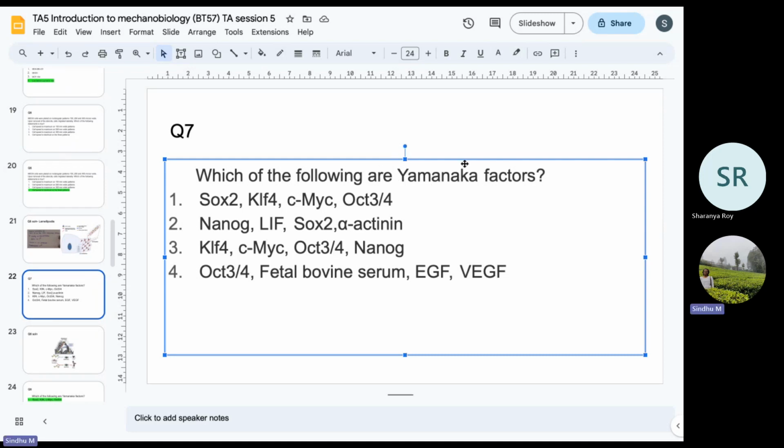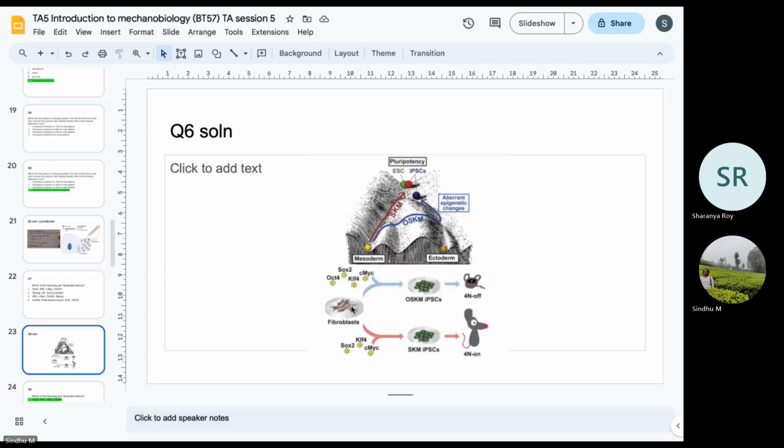So this question is about Yamanaka factors. These factors are like, if you add them to stem cells, then depending on which factors you are adding, you can change the fate of the stem cell. So these are called Yamanaka factors because he is the person who found out about these factors. So you just have to add them to the media. And depending on which of them you are adding, they can become a mesoderm cell like fibroblast, or they can become an ectoderm cell.